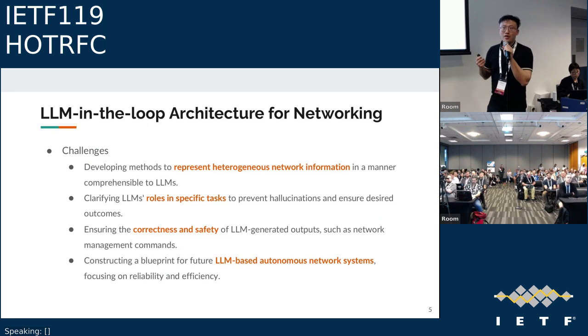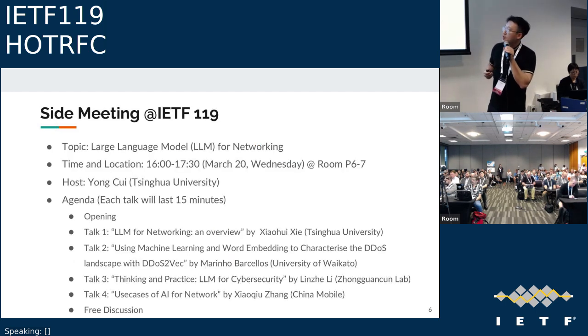Of course, there are plenty of challenges we should address in the future, including how to represent heterogeneous network information. In networks, we have real-time traffic data, binary traffic data, and also static documents, and also how to make sure LLMs know their role in a specific task. One important thing is to ensure the correctness and safety of the LLM-generated output, such as network management commands. And for the future, maybe we can develop LLM-based autonomous network systems. So this field is full of opportunities and also challenges.